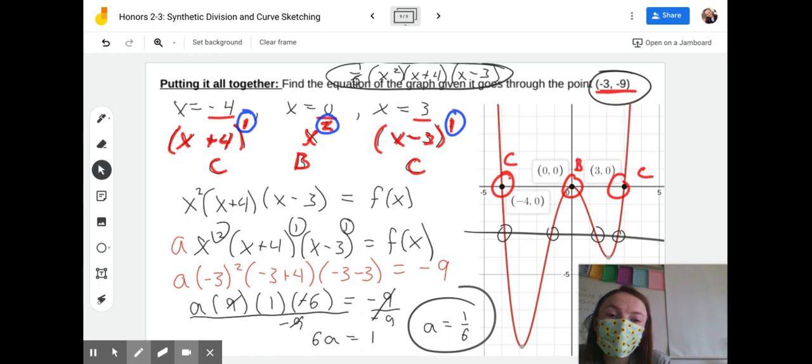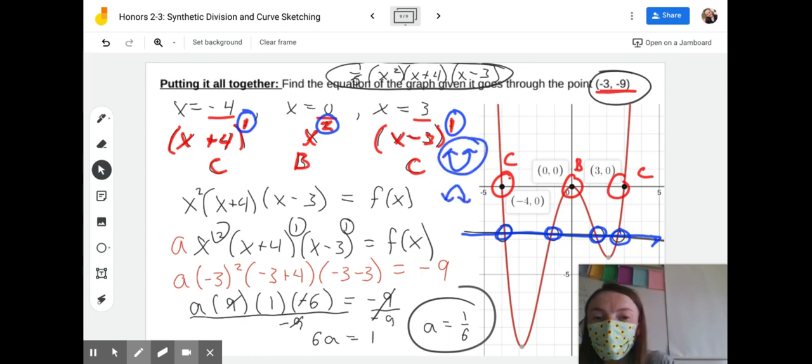2 plus 1 plus 1 is 4. So my highest degree is 4. And look, the greatest amount of zeros I could possibly have is 1, 2, 3, 4. So 4 looks like it's a good idea. Also, the end behavior of something raised to the 4th is either all up or all down.